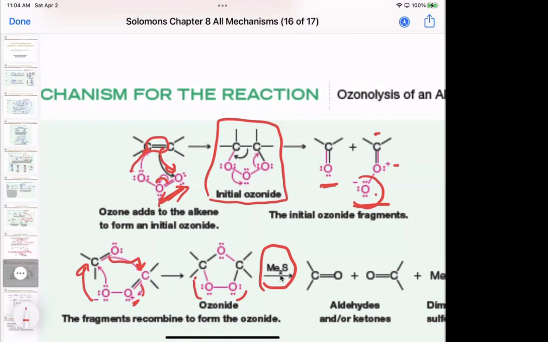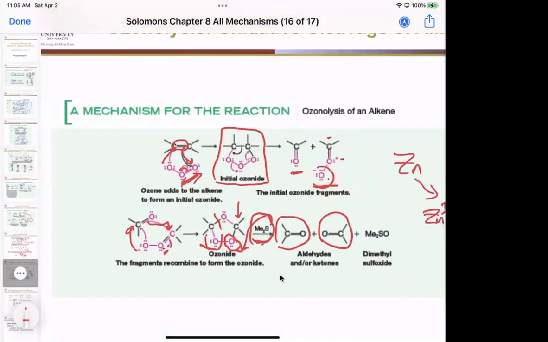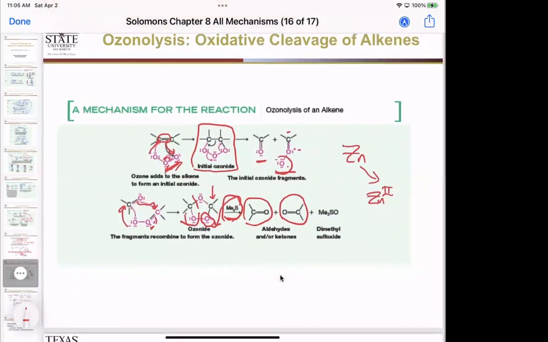Now, what we're going to do next is have the sulfur come and take away one of these oxygens. So one of the oxygens is going to stay with one of the carbons. The other oxygen is going to stay with the other carbon, giving us our carbonyl compounds. And remember, we can make aldehydes and ketones if we use this reducing environment. Okay, so that's the key step here, either the zinc or the dimethyl sulfide.